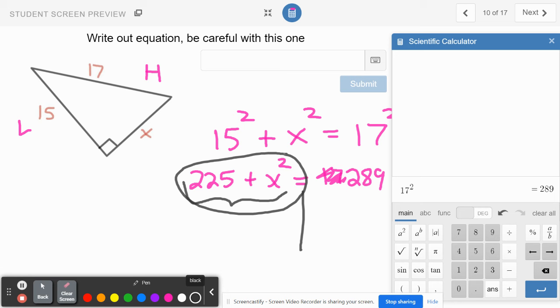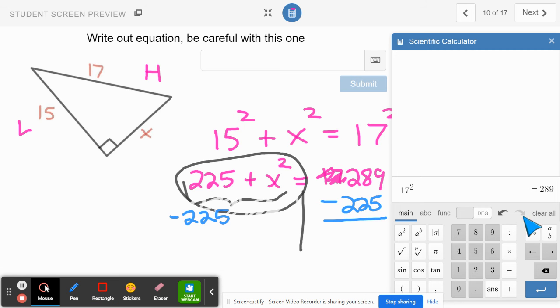We are going to be doing, and I really wish I had an eraser here. I can just try to erase this stuff here. We're going to subtract 225. So it looks a little messed up, but you guys can figure it out. We're going to move the constant to the right. So if we move the constant to the right, we're going to subtract 289 minus 225, and we're going to get 64.